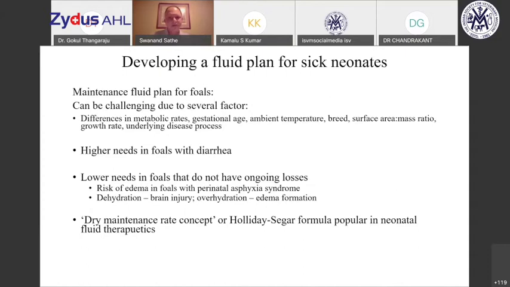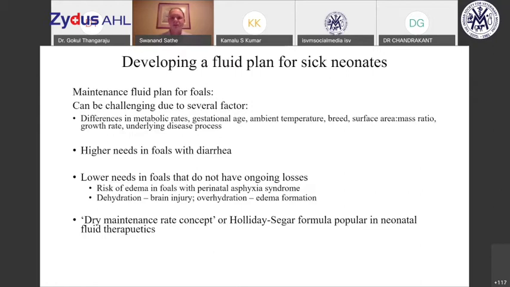Right, so now you have stabilized this foal, you've corrected the hypovolemia, you've corrected the glucose deficiency. How about maintaining this foal on fluids now? So maintenance in foals can be very challenging, and there are quite a few factors that can provide this challenge to these neonates.